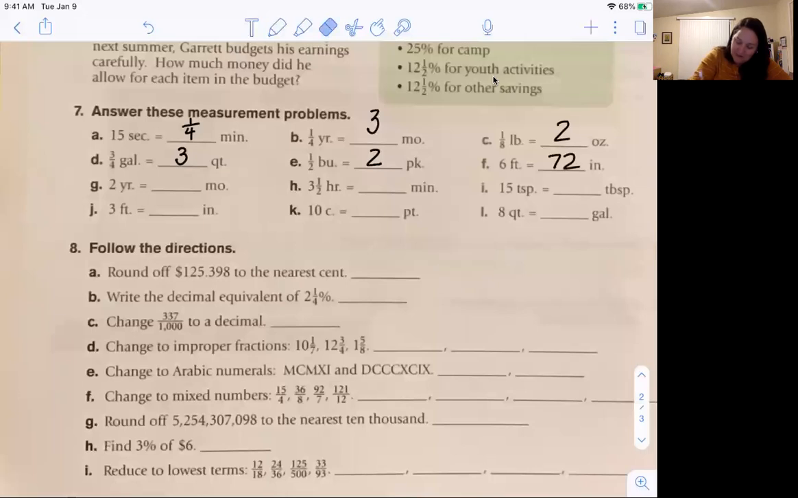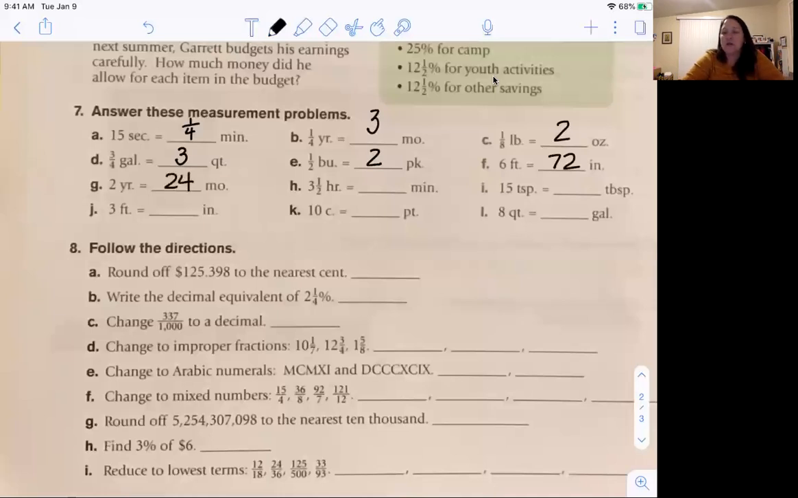Awesome. Okay, 2 years is how many months? We can kind of just talk this through, right? How many months are in 1 year? 12. And how many years do we have? 2. So what's 12 times 2? 24. Excellent.